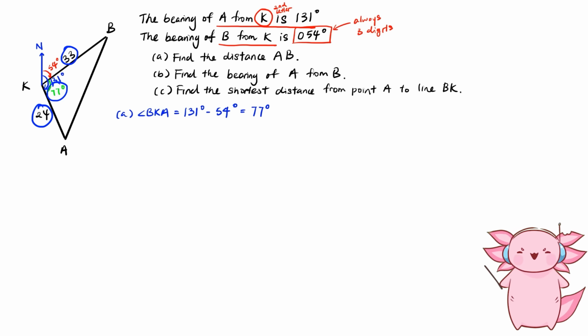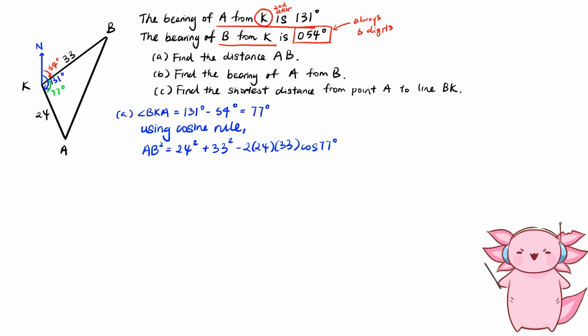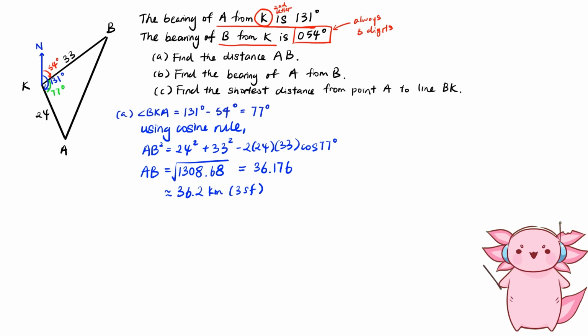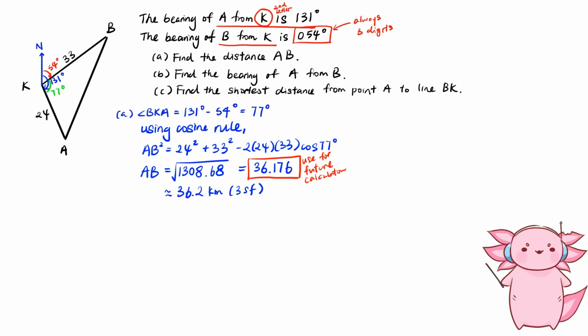That means it's time to use the cosine rule, and we can get the length of AB to be 36.2 kilometers. For long questions like this, we want to use the 5 SF value before rounding off, because this value will be more accurate when you use it in future calculations.